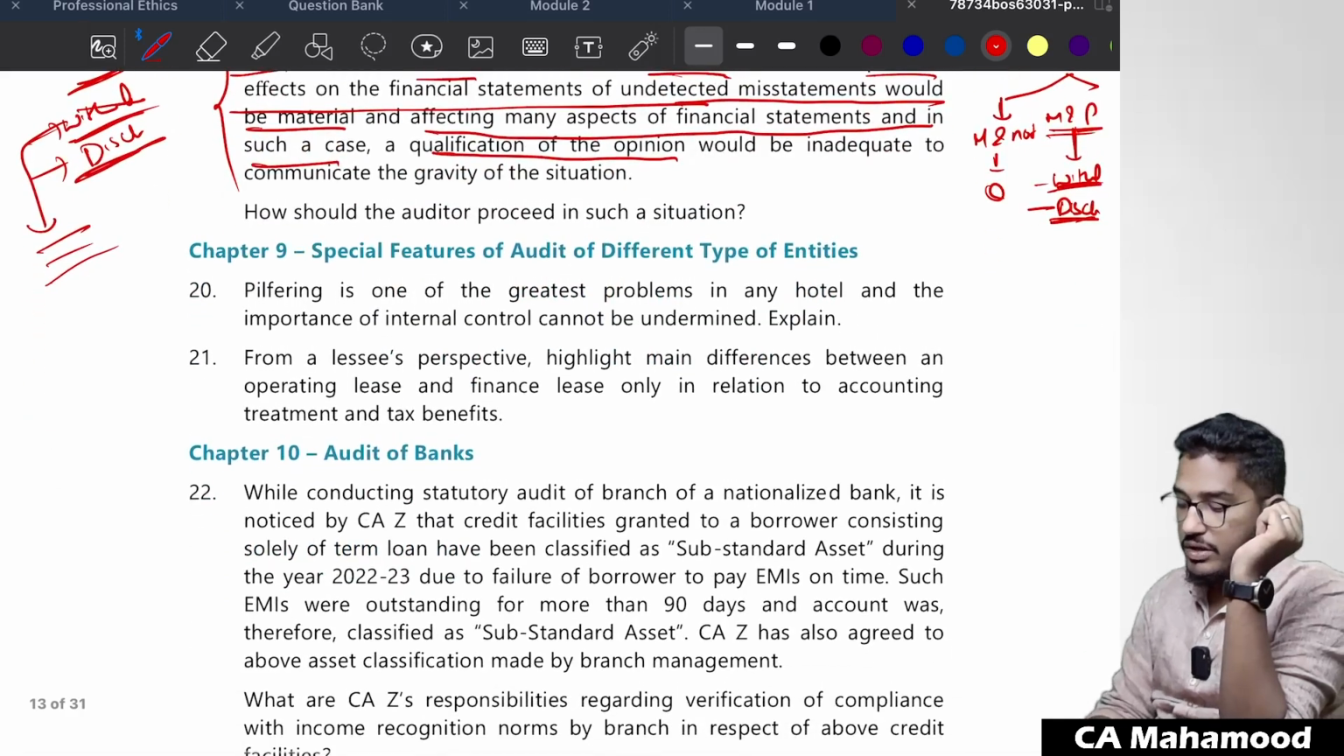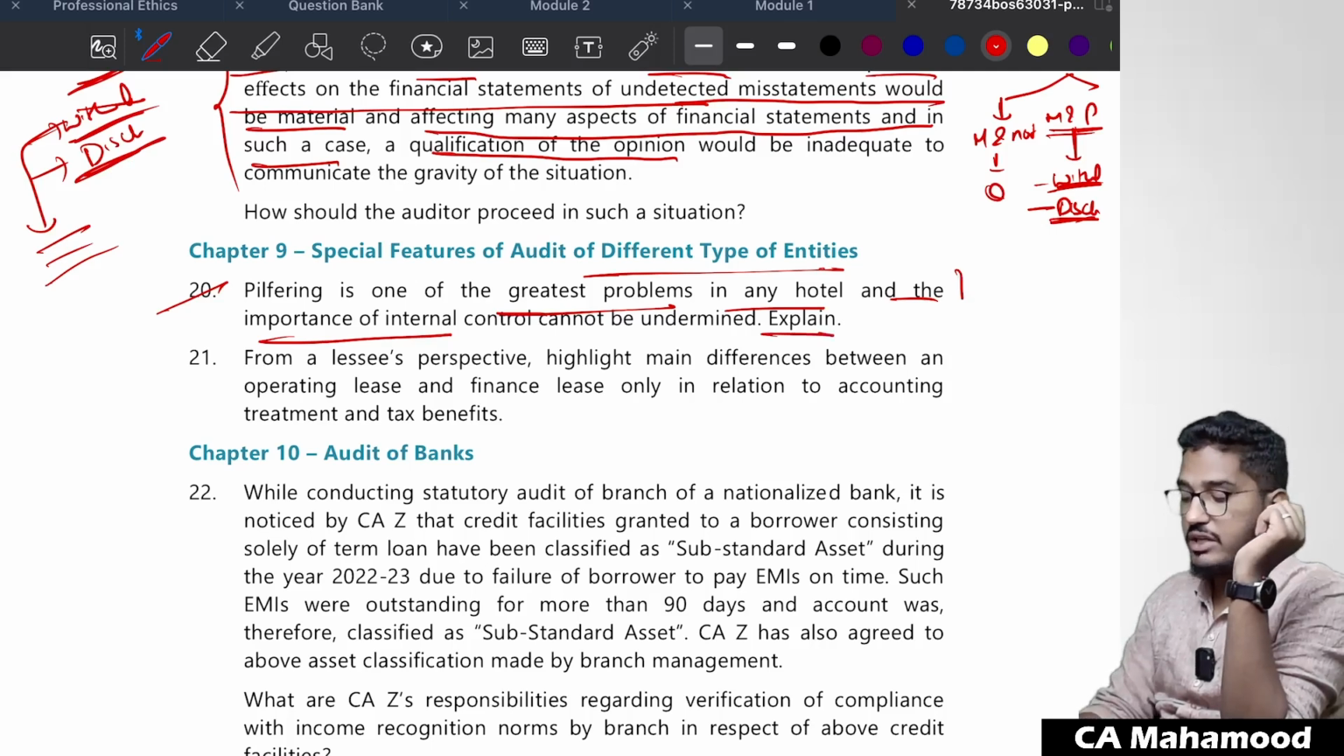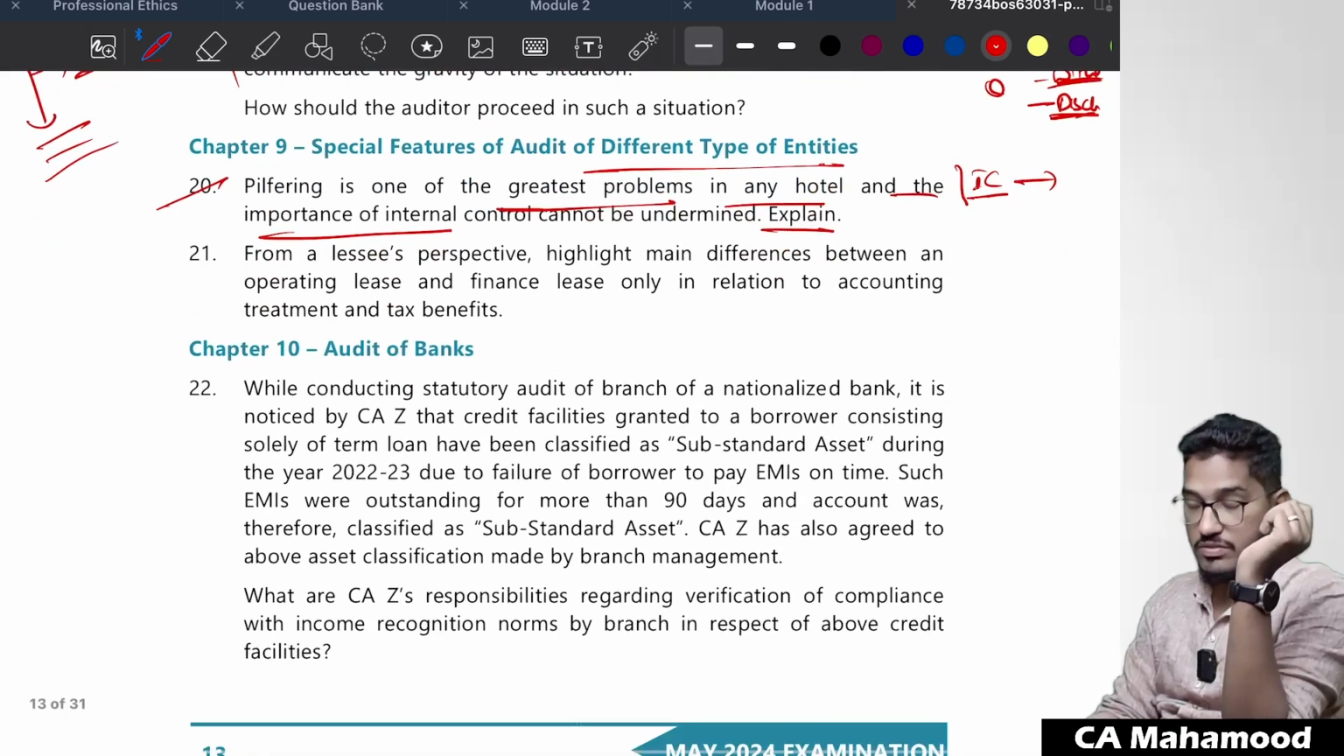Next one. Audit of different types of entities. Pilferage is one of the greatest problems in any hotel, and the importance of internal controls cannot be undermined. Explain. They are asking you to write about internal controls in a hotel, about how to conduct the audit of a hotel. Please refer to the answer, to see what kind of controls you should have. Just refer to the answer once.